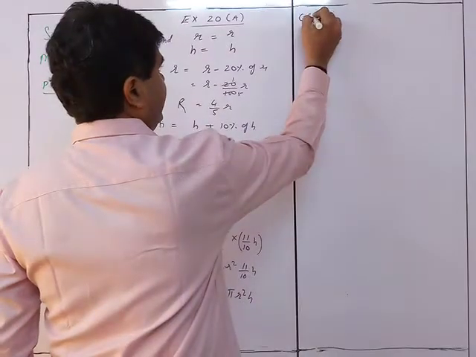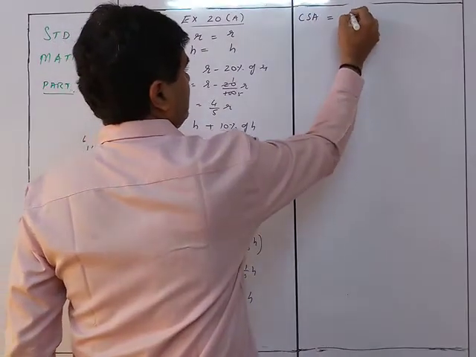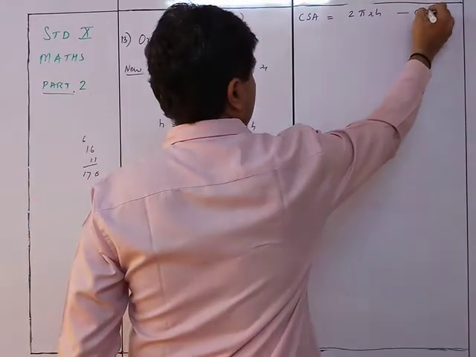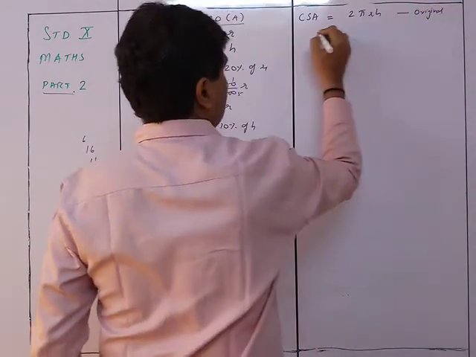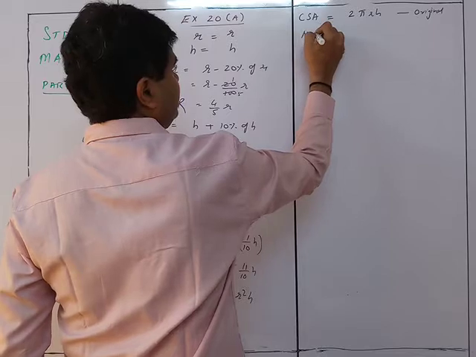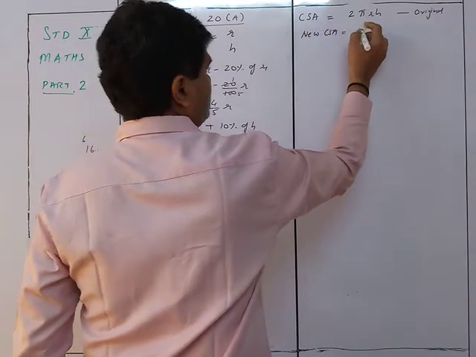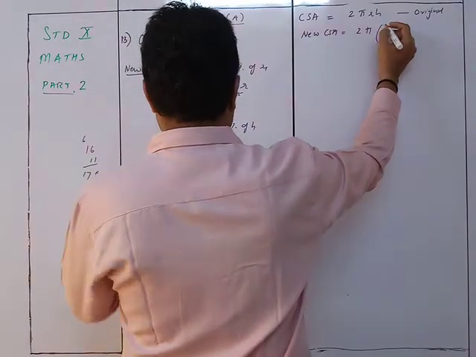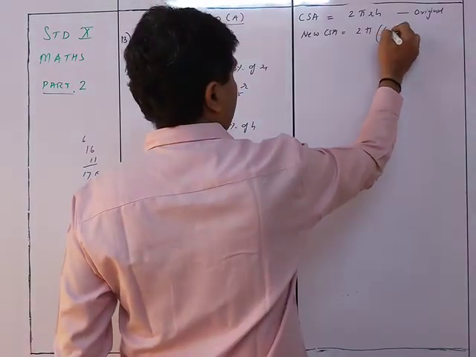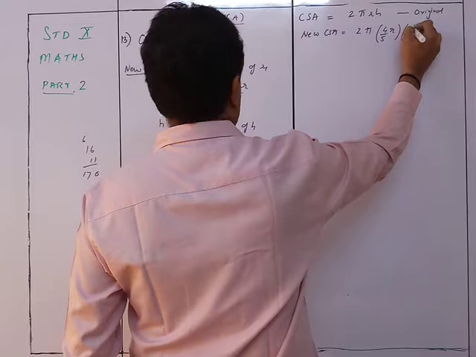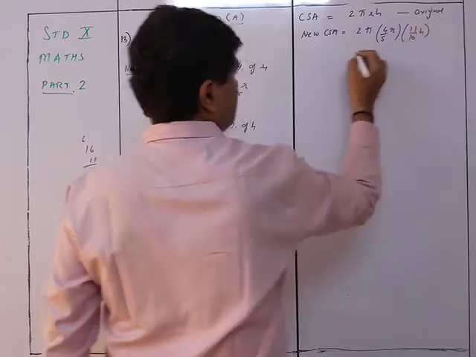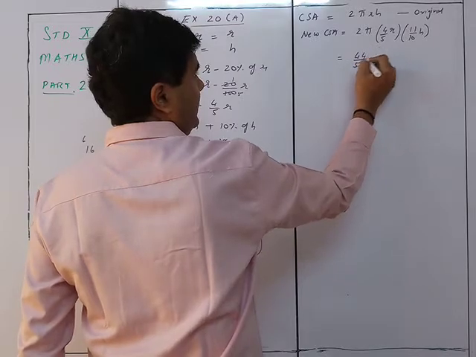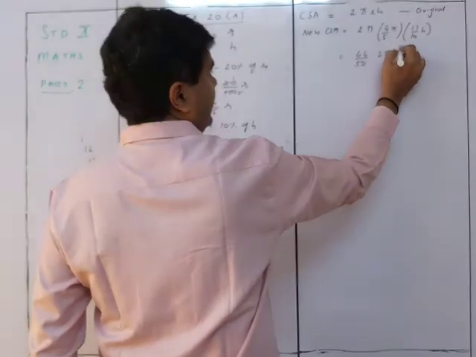So the CSA is 2 pi r h, the original one. And the new CSA is equal to 2 pi into 4 upon 5 r into 11 upon 10 h. That will be 44 upon 50 into 2 pi r h.